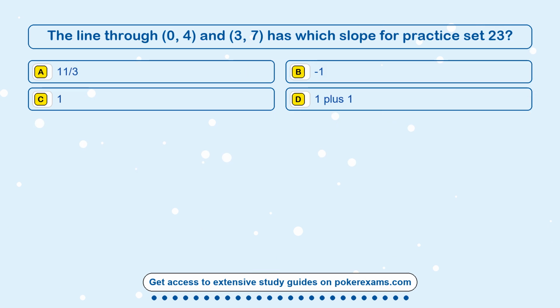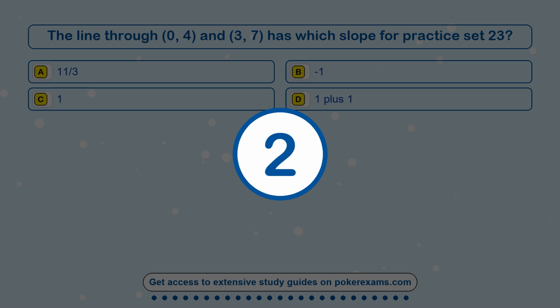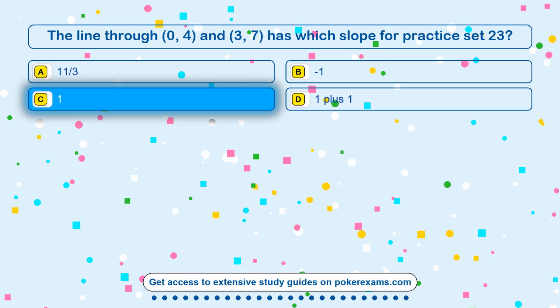Question 13. The line through (0, 4) and (3, 7) has which slope for practice set 23? Option A, 11 over 3. Option B, negative 1. Option C, 1. Option D, 1 plus 1. The correct answer is option C, 1.